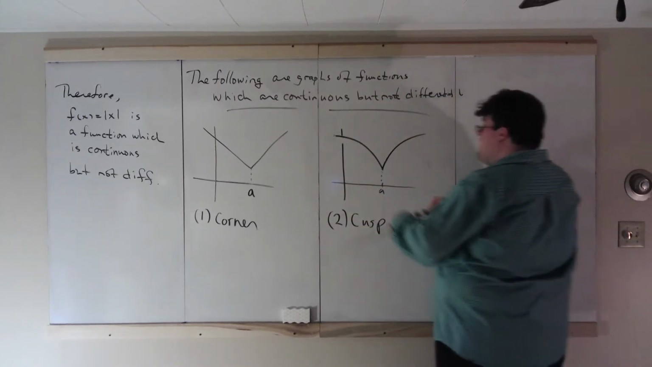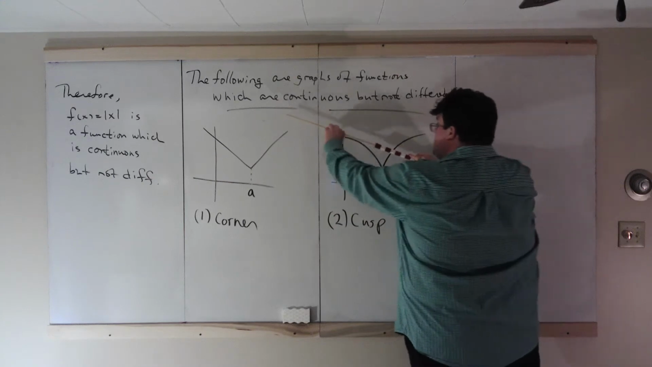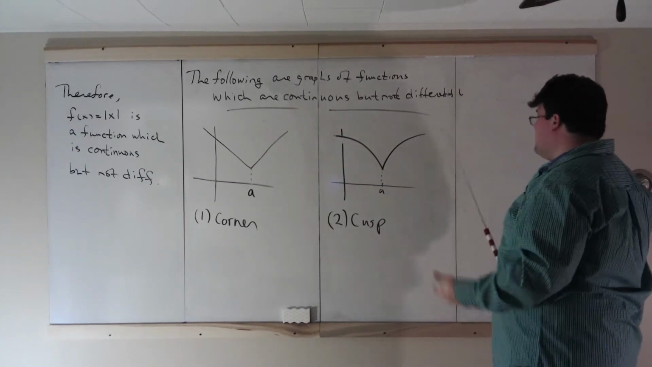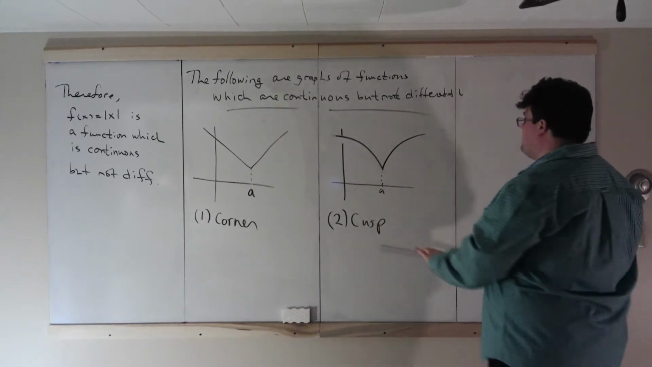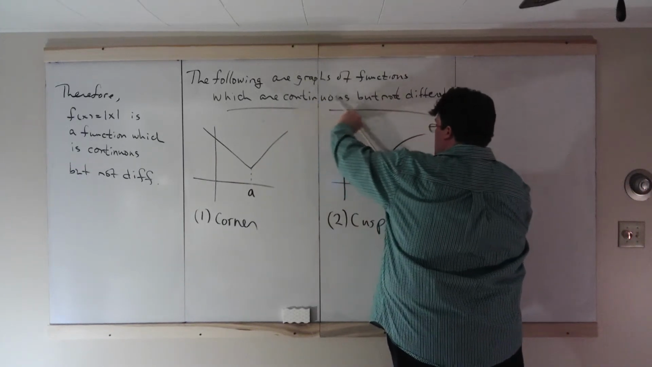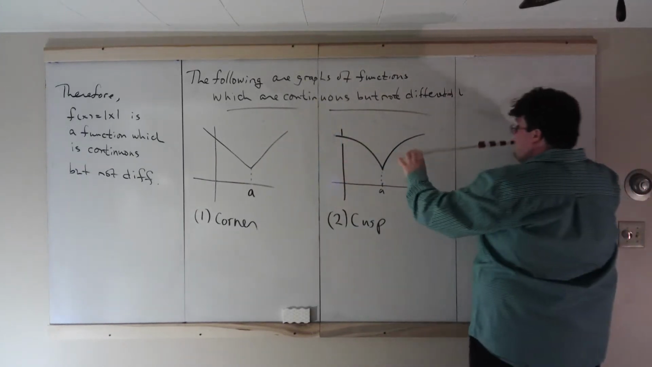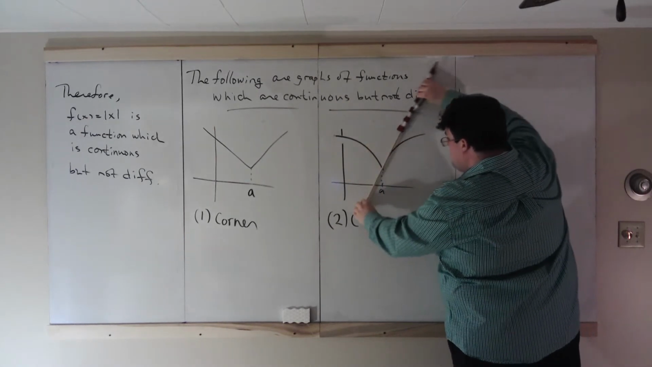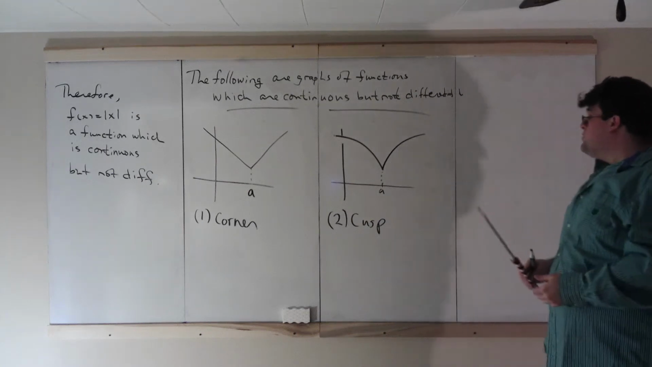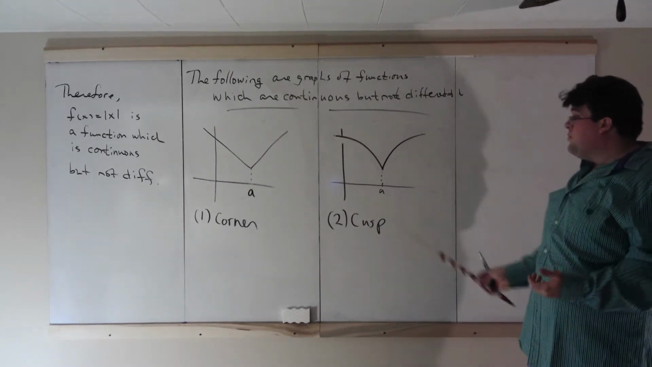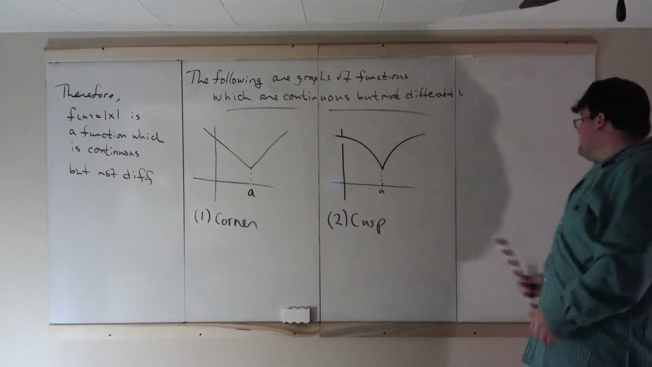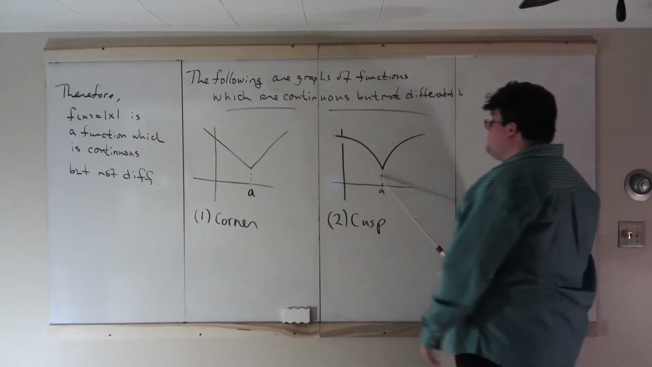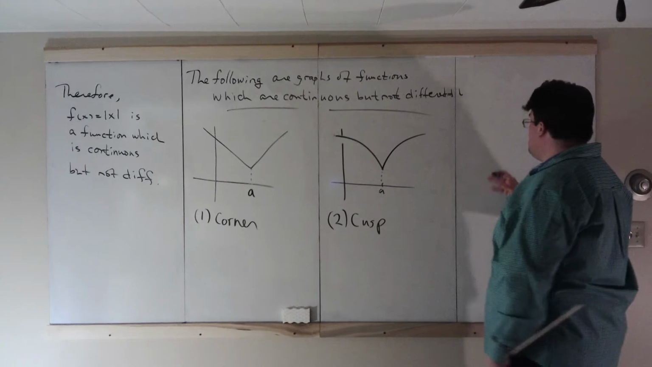So on the left of A, the tangent lines have a negative slope, and they're getting more negative. On the right of A, as you approach A, positive slope, which gets more positive. So the limit of the slopes of the secant lines will not exist. Consequently, the derivative will not exist at A.